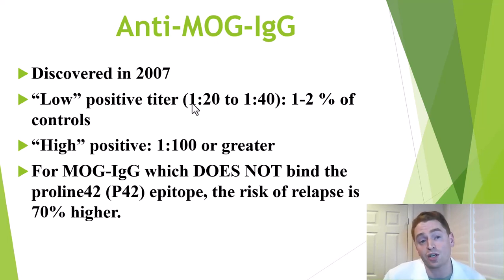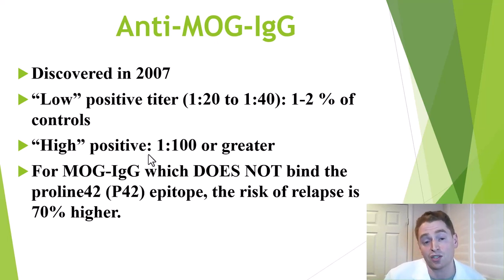Now, be careful interpreting this test, as a low positive result could be fairly common in the general population, about 1 to 2% of controls. These numbers, 1 to 20 and 1 to 40, refer to titers, in other words, serial dilution of the sample until the signal goes away. So 1 to 20 is a weaker signal than 1 to 40. And these low positive results can be fairly common, so it's not practical to test people, say, with a clear diagnosis of a different condition like multiple sclerosis, because you'll get a lot of false positive results.